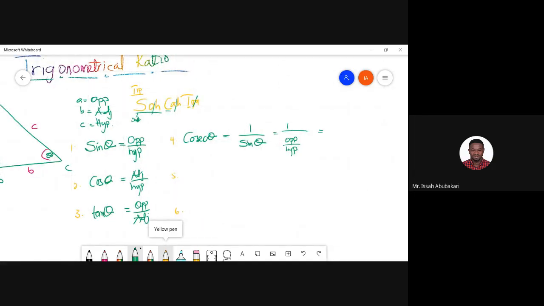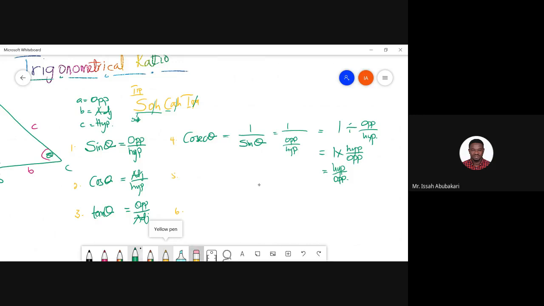So we are going to have 1 divided by opposite divided by hypotenuse. With this, we can write it in multiplication form, whereby we swap the right-hand side. So we are going to have 1 multiplied by hypotenuse divided by opposite. And at the end, when you multiply 1 by hypotenuse, you still get your hypotenuse. So you're going to have hypotenuse divided by opposite, right? So instead of writing 1 divided by sine theta, we can just write cosec is equal to hypotenuse divided by opposite. Please, is that okay?